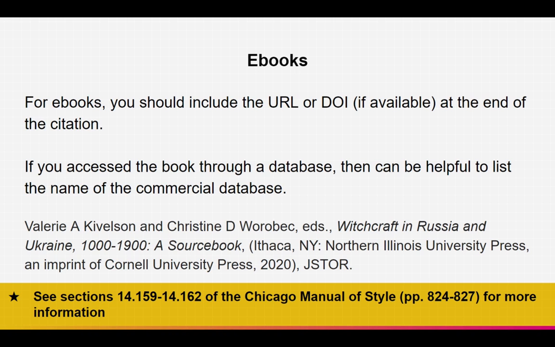In that case, it is advised to list the name of the database where you actually accessed it. So you can see in this example near the bottom, Witchcraft in Russia and Ukraine, we can access this title through the database JSTOR. That's the platform where it's located. And so after we include the author, title, publication information, etc., we're going to put JSTOR at the very end to indicate that that's where you can find that particular ebook.